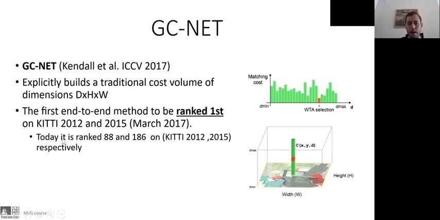The idea is to build a cost volume and use a neural network to handle the cost volume. This was the first end-to-end method to be ranked first on the KITTI benchmarks. But today they are ranked 88 and 186, according to 2 days ago. Maybe it's changed already, but it changes very fast. There are a lot of published methods in this domain.